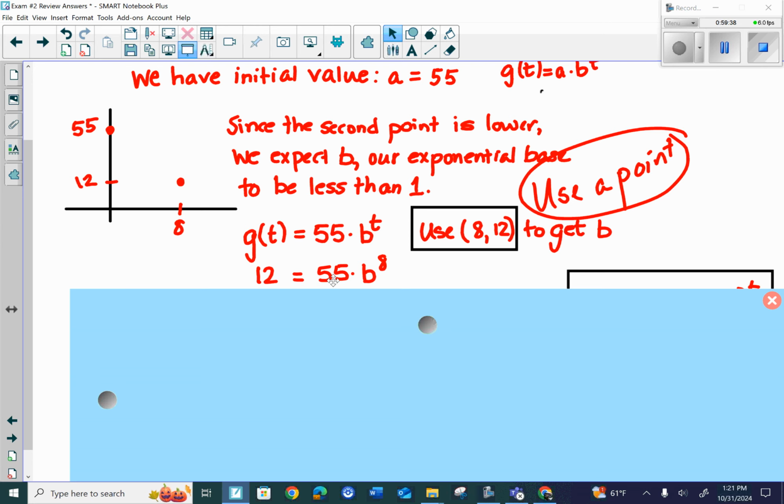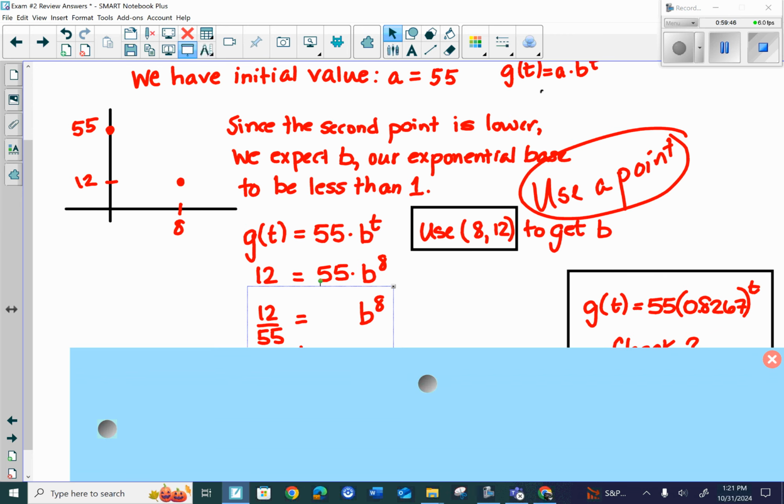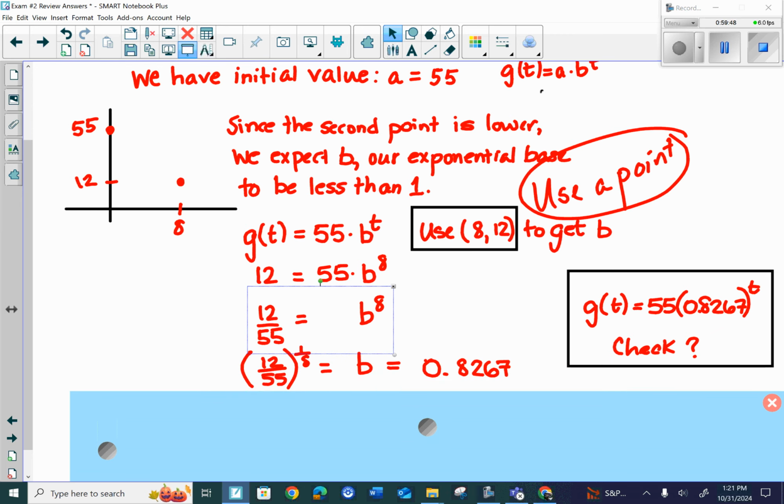First thing we want to do, or undo really, is times 55. So we divide both sides by 55. And then in order to undo the exponent of 8, we raise both sides to the 1/8. 12 over 55 raised to the 1/8 gives me a b value of 0.8267. And then we put it all together to give our final model of 55 times 0.8267 to the t.